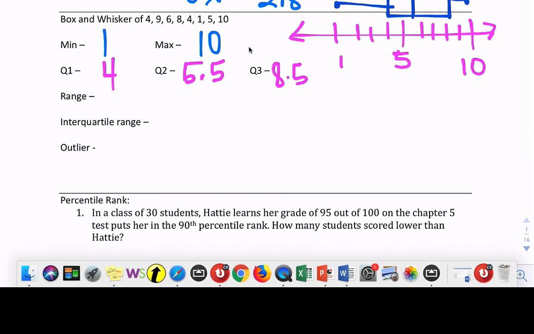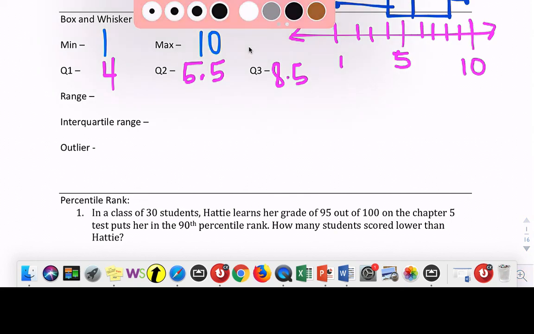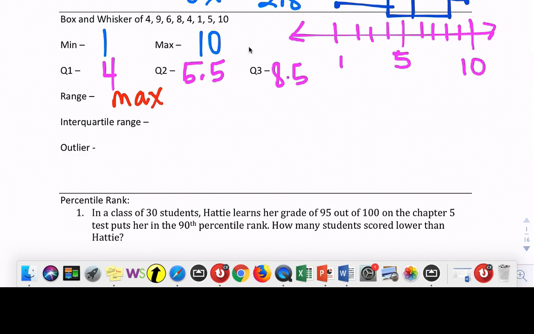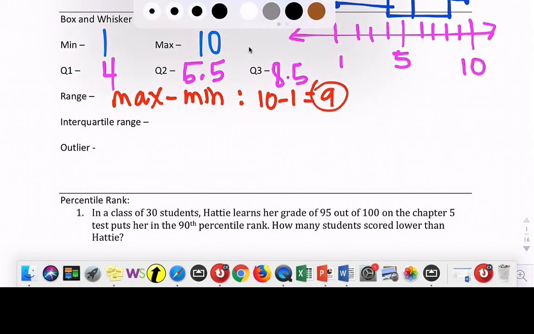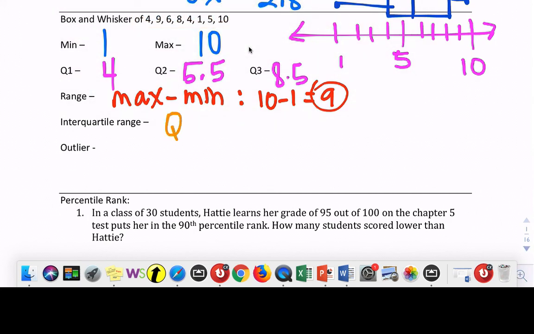If I ask you, does this data have any outliers, you probably would say no, but let's figure that out mathematically. You could just leave it right there, too. Our range is maximum number minus minimum number, so max minus min. In this case, it is 10 minus 1, or 9. So there's the range. The interquartile range is Q3 minus Q1. In this case, it's 8.5 minus 4, which gives us 4.5.